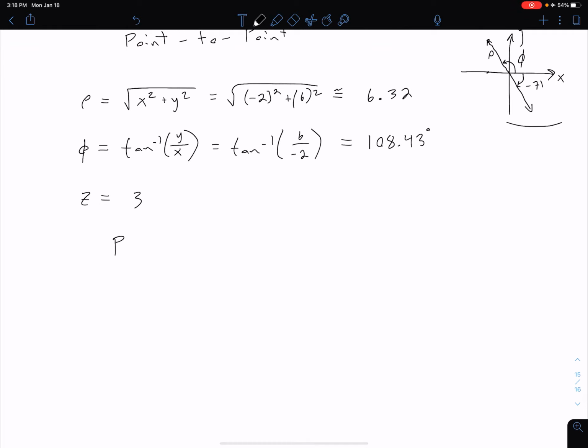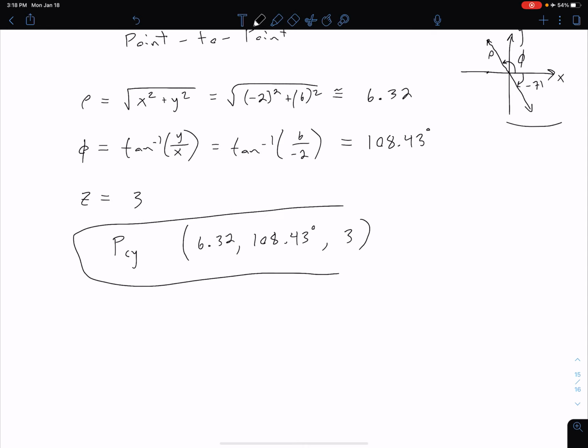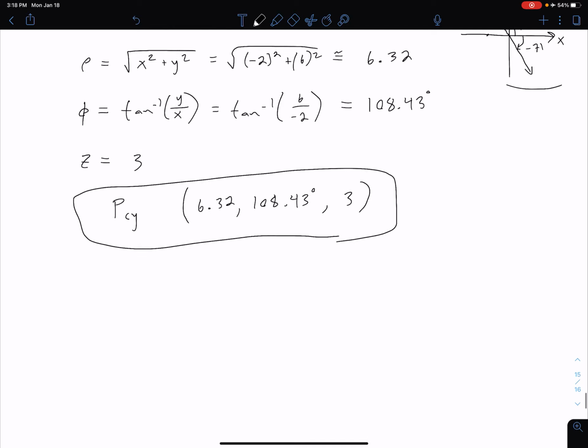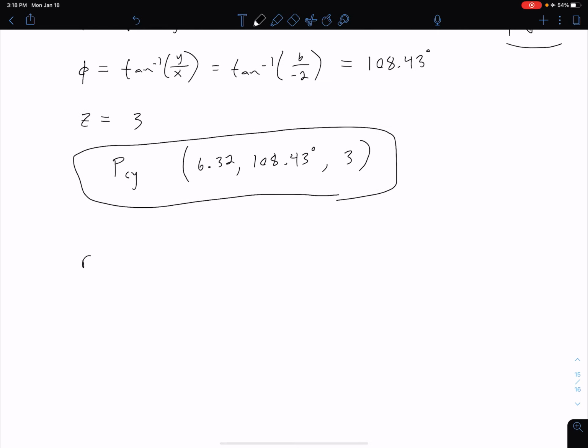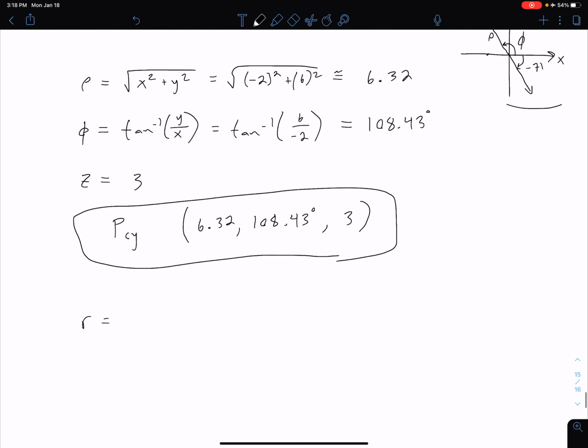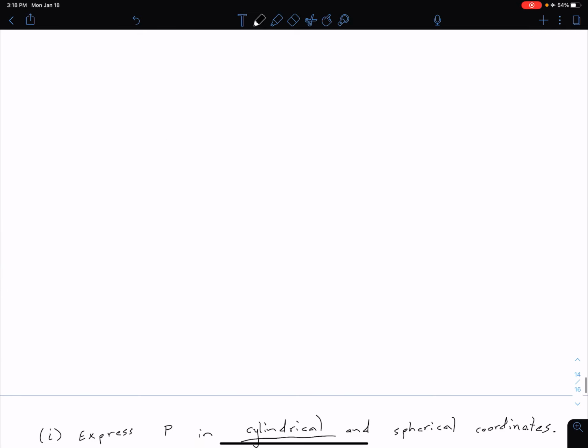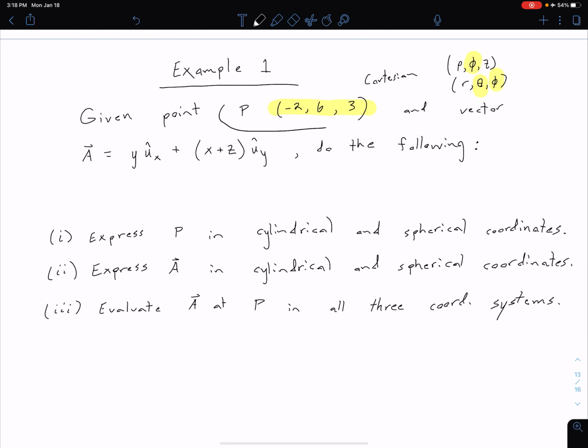So then our point in cylindrical coordinates, P sub cy, is (6.32, 108.43 degrees, 3). So that would be our point in cylindrical coordinates. Now we want to do another point-to-point transformation to get our spherical. We could do it from this cylindrical data, but we have a couple of approximate values here, and also maybe we messed up a calculation. So I would always recommend going back to our given information if it's not substantially more work.